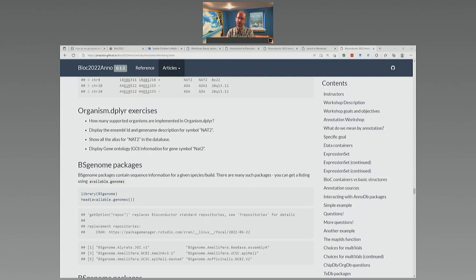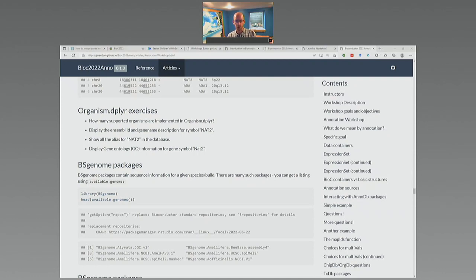Most of the things that I've shown you so far are actually packages that you install, right? So they're installed in your version of R. We should probably get moving a little bit faster. There's a whole lot more packages on this thing called the Annotation Hub that you have to query and look for. So we'll talk about that in just a second.